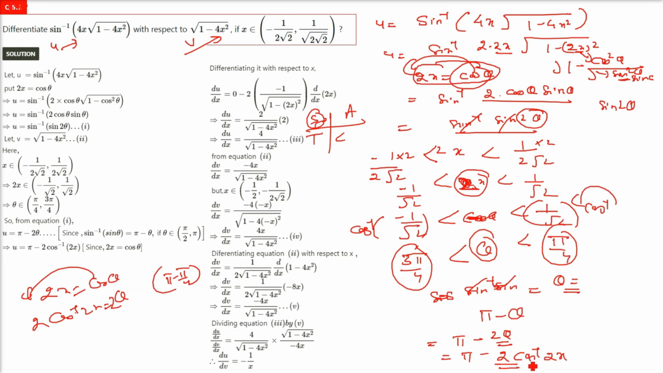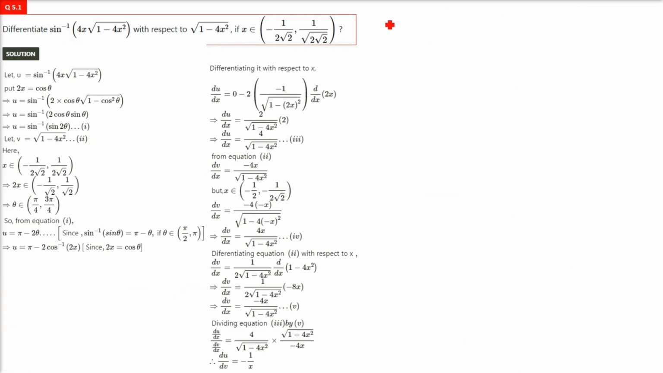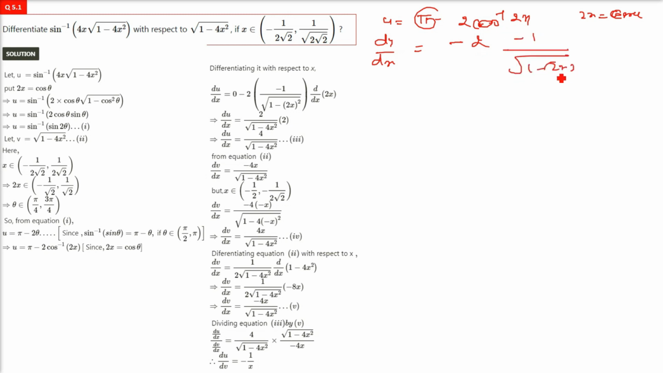So I will just clear this, and then I'll write again. You have pi minus 2 cos inverse 2x. 2x is cos theta, as you have already seen. So du by dx is derivative of pi is 0, minus 2 times the derivative of cos inverse 2x, which will be minus 1 by under root 1 minus 4x square into 2. Minus minus is plus. So 4 by under root 1 minus 4x square. This is only du by dx.